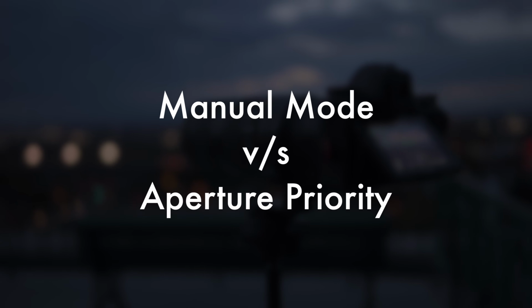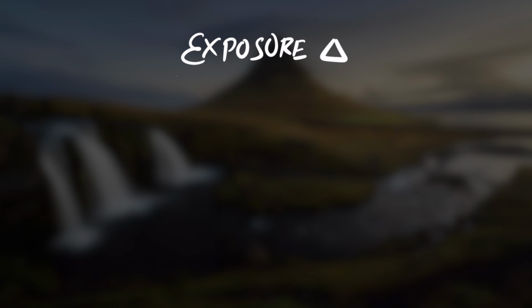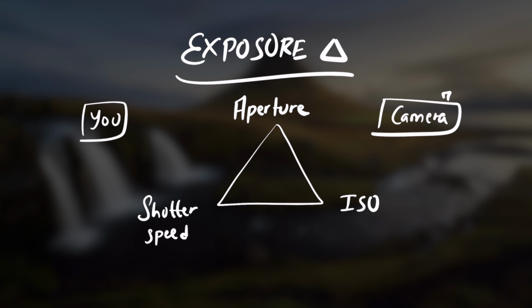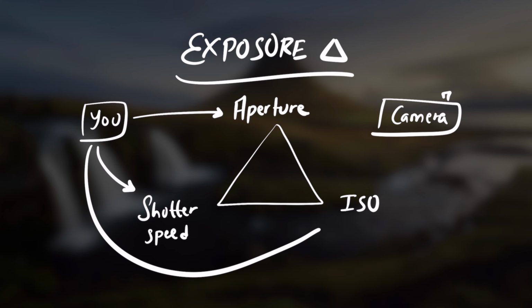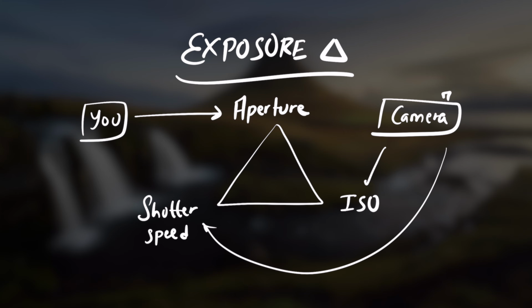Quickly, let's understand the difference between these two camera modes. In the exposure triangle, you have three things: aperture, shutter speed and ISO. When you're shooting in manual mode, you're controlling all these three settings. When you're shooting in aperture priority, you control the aperture and the rest of the settings are taken care of by the camera.